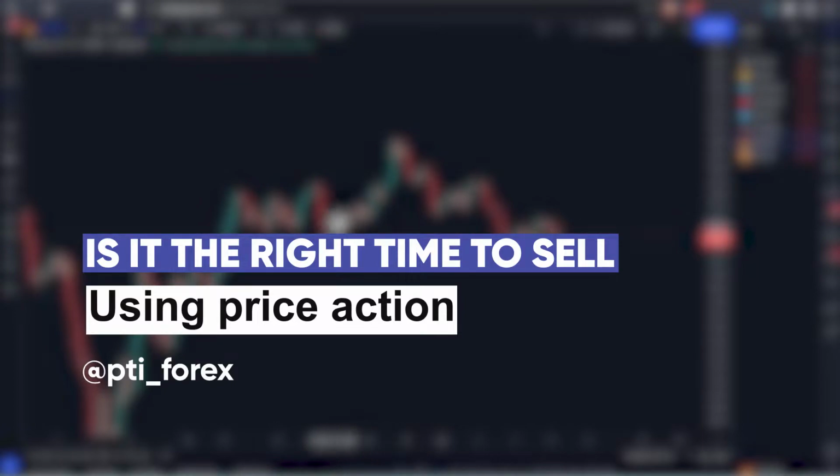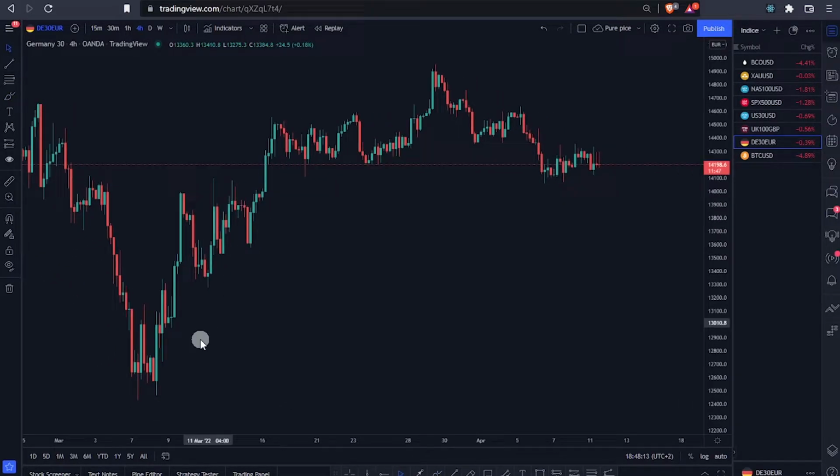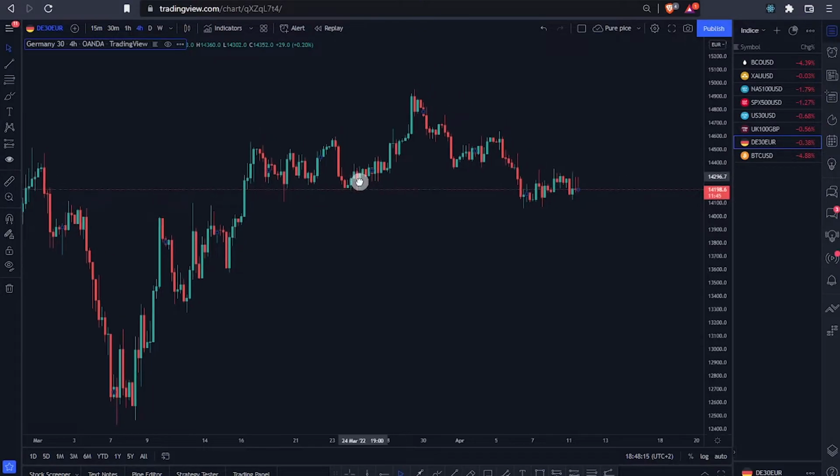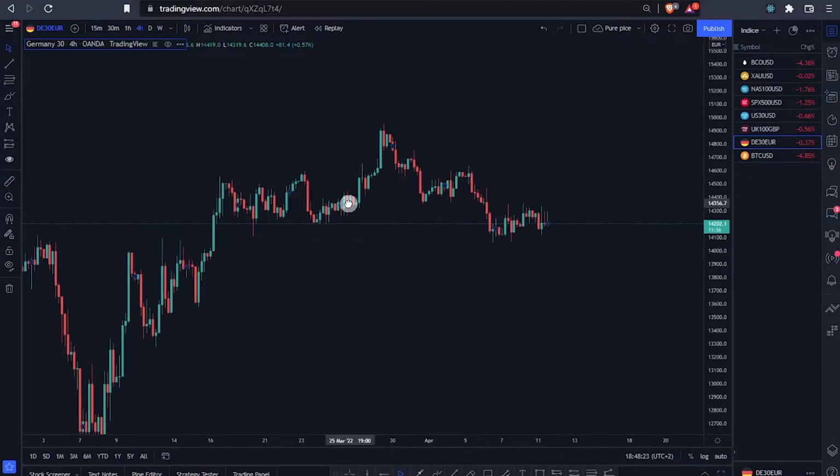I'm here opening this beautiful chart, and we can see prices are moving up, and then now they are moving down. And a trader can ask himself, is it the right time for a sell? Is it the right time to execute a short trade?